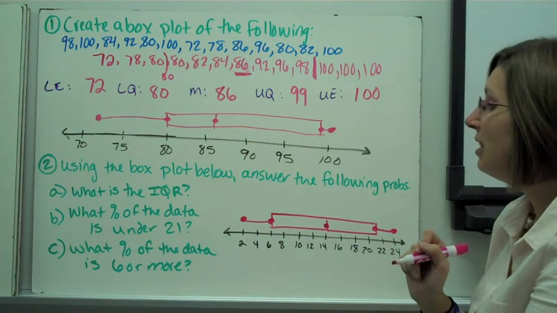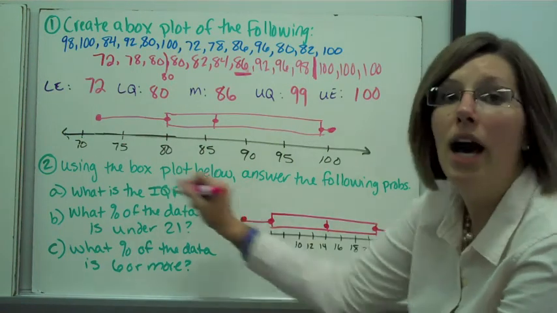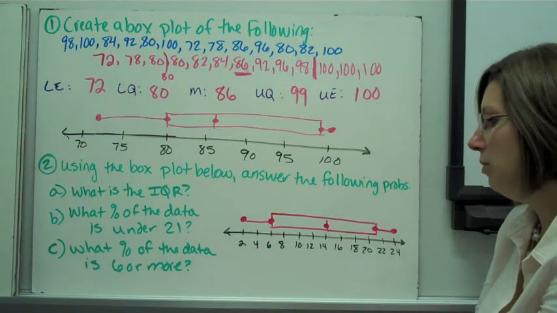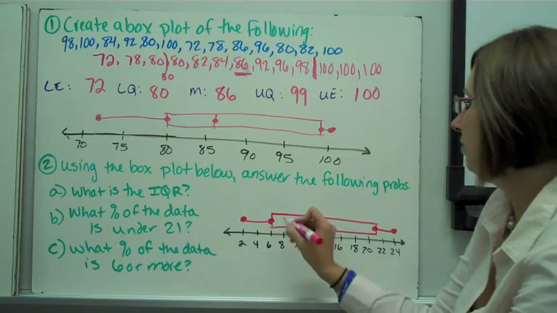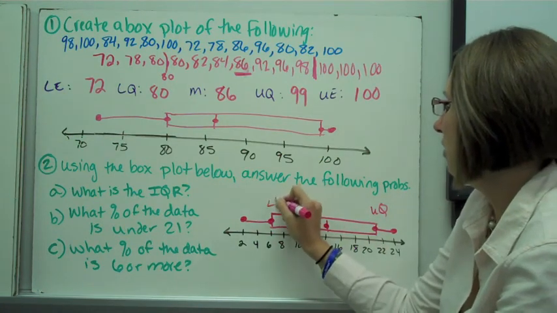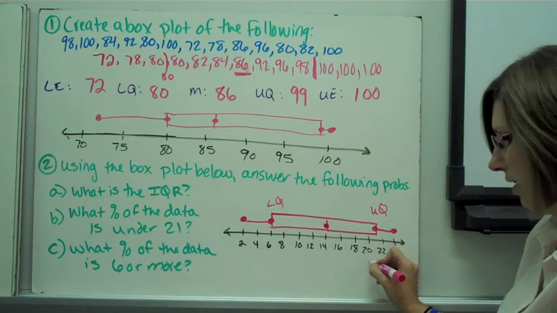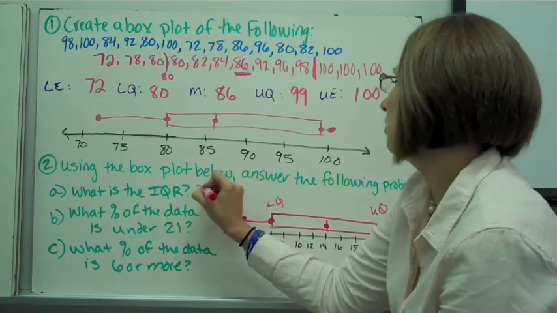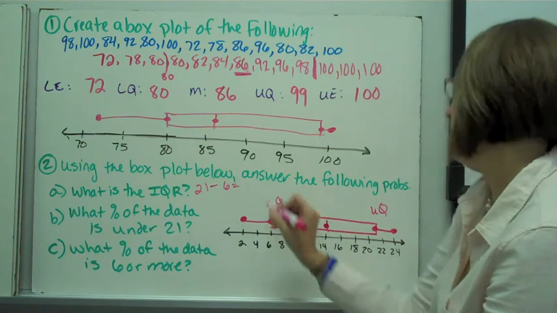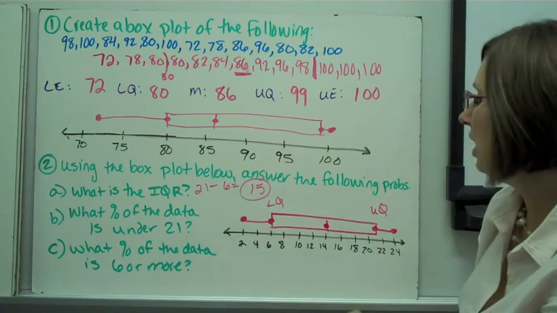Question number 2. Using the box plot below, answer the following problems. What's the IQR? So we look, the IQR is the difference between the upper quartile, which is here, and the lower quartile. So we've got, looks like 21 here, and 6. 21, take away 6 is 15. So the IQR must be 15.